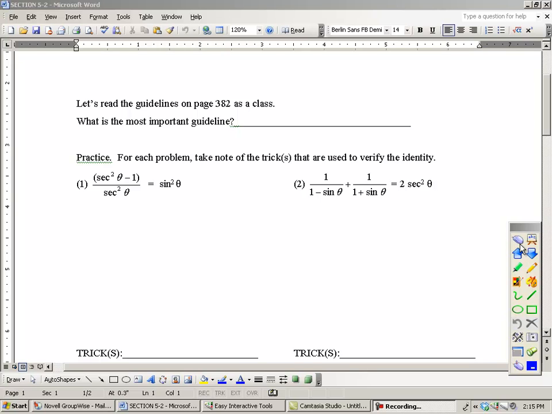I'm going to skip the intro questions. We're actually going to start with warm-ups for those two tomorrow. But I at least want to look at the guidelines. Take a look at page 382 and look at those.